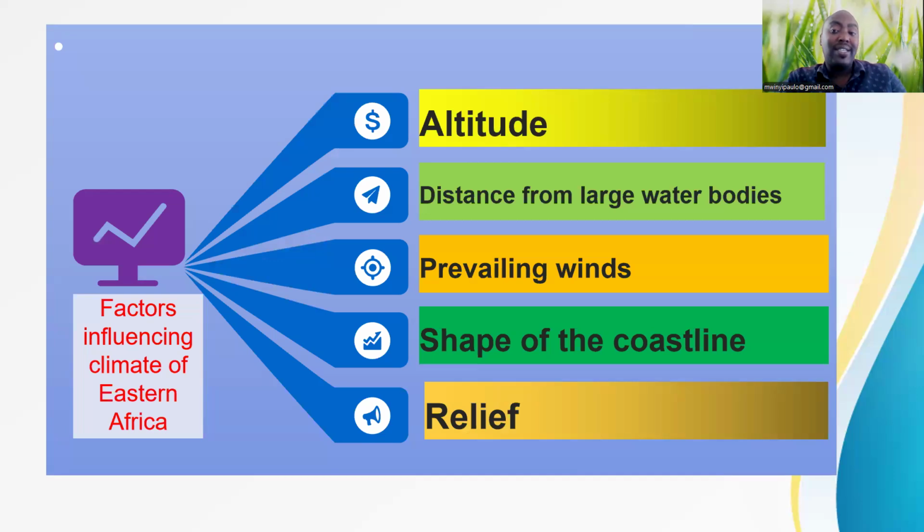Before we go to the climatic regions, let's ask ourselves, what are some of the factors that influence the climate of Eastern Africa? There are several of them. One is the altitude. Altitude is the height above sea level. The second factor is the distance from large water bodies. The third one is the prevailing winds. The other one is the shape of the coastline and the relief, the appearance of the earth surface.